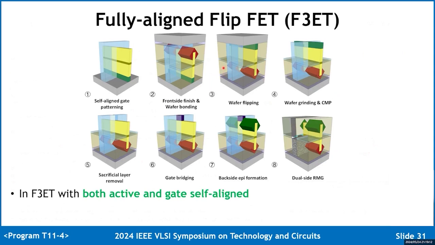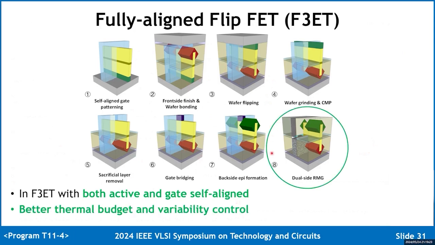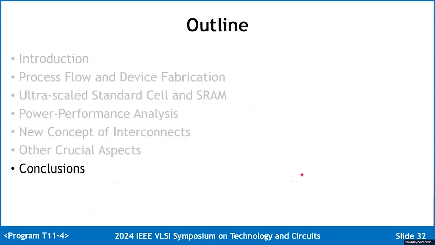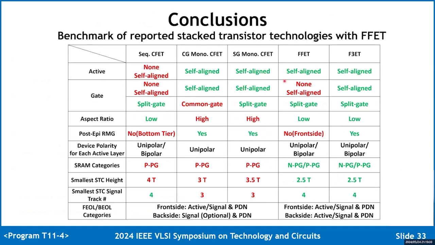Like the monolithic CFET, the FFET can also have both active and gate self-align. This fully aligned FFET can be achieved as shown in the process flow above. The post-epi RMG process brings better thermal budget and variability control. Let's make a summary. The table here shows the benchmark of reported stacked transistor technologies with the FFET. The FFET has self-align active, self-align gate, lower aspect ratio process, higher design flexibility thanks to the split gate, smaller cell size, and better routability thanks to the dual-side global interconnects.